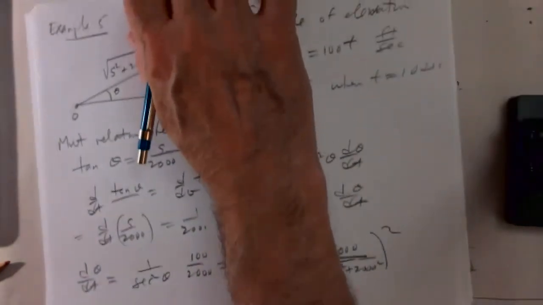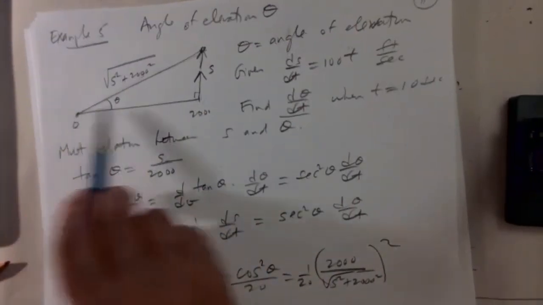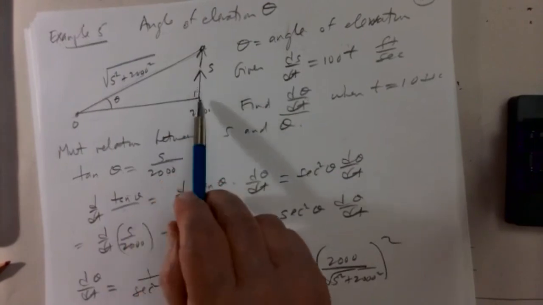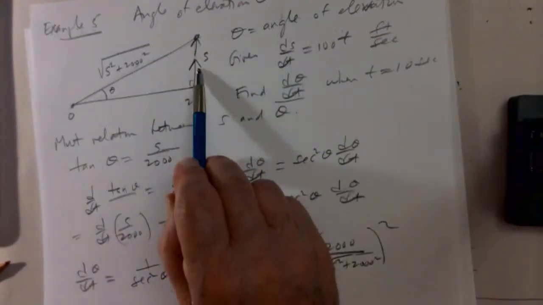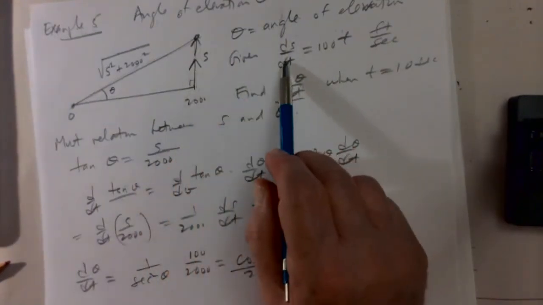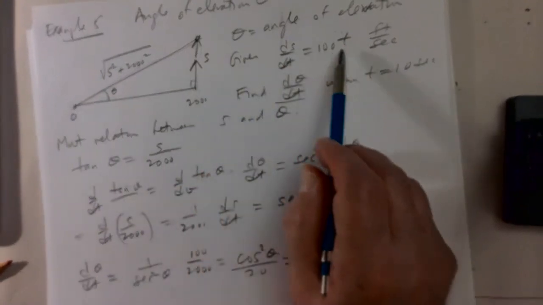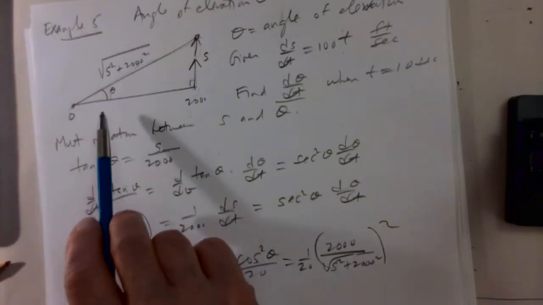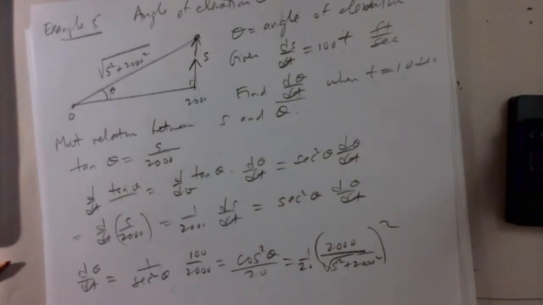Let me just review what we've done so far, and then I'll finish the problem. Here you are 2,000 feet away from a rocket launch site. The rocket is shot up into the air, and its height above the ground, s, is increasing at a rate of 100t. So t seconds from liftoff, the speed of the rocket is 100t feet per second. You're following it with your telescope. The angle of elevation is theta. You want to find d theta dt at the time t equal to 10 seconds.